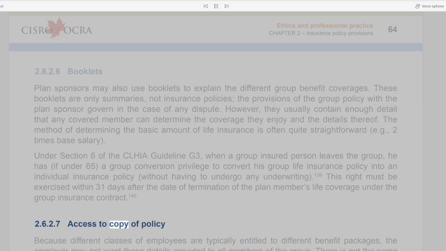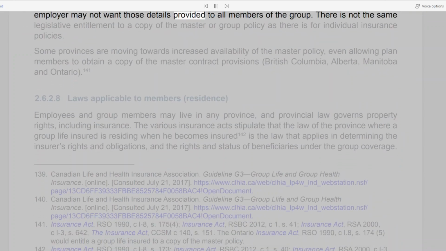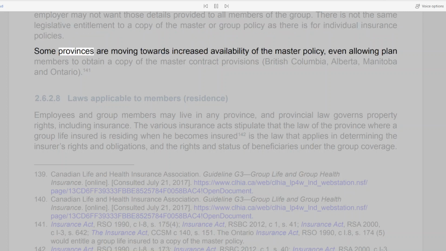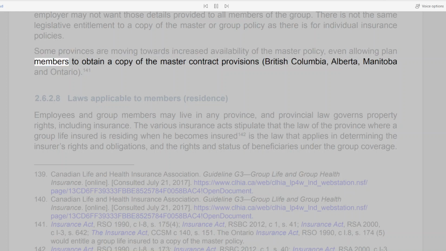2.6.2.7 Access to copy of policy. Because different classes of employees are typically entitled to different benefit packages, the employer may not want those details provided to all members of the group. There is not the same legislative entitlement to a copy of the master or group policy as there is for individual insurance policies. Some provinces are moving towards increased availability of the master policy, even allowing plan members to obtain a copy of the master contract provisions. British Columbia, Alberta, Manitoba, and Ontario. 141.